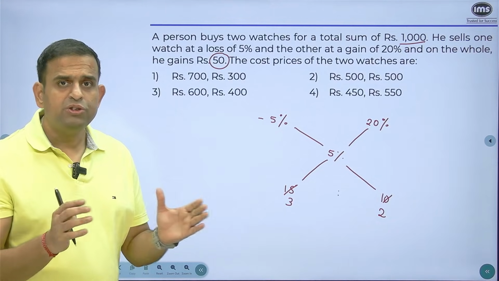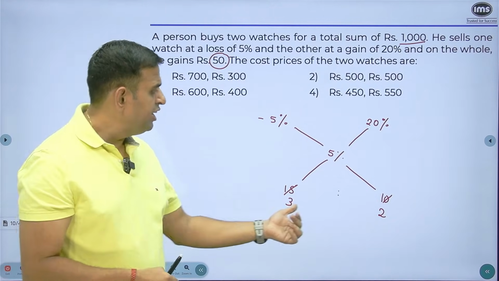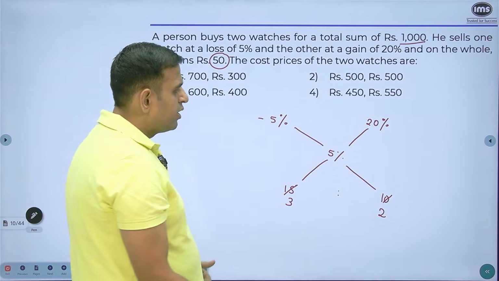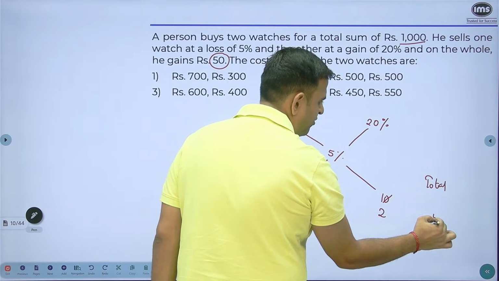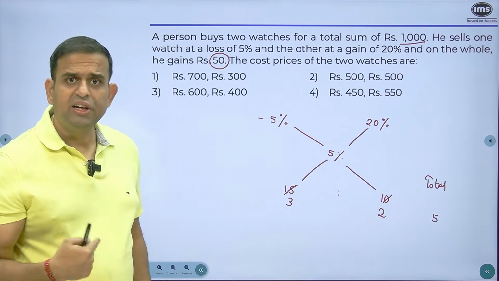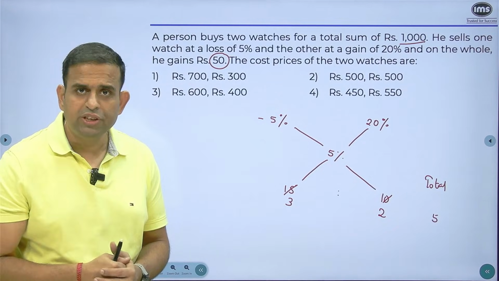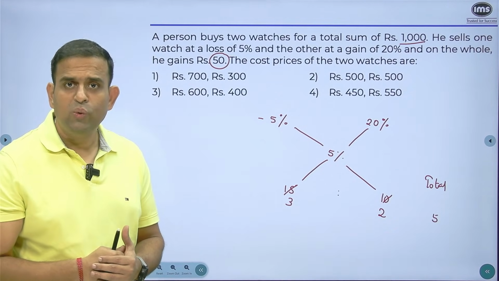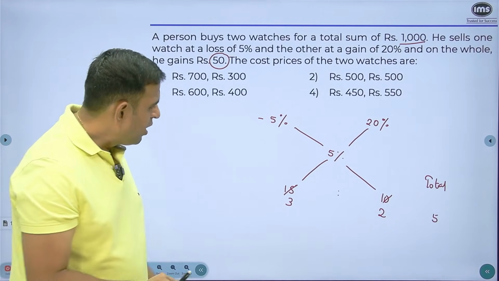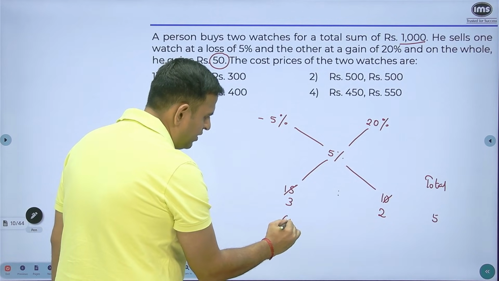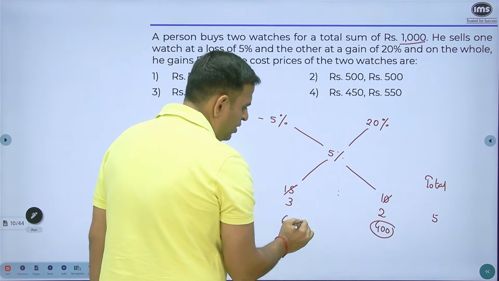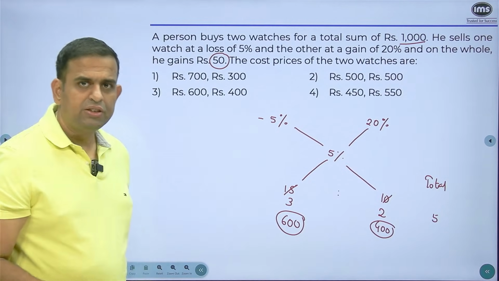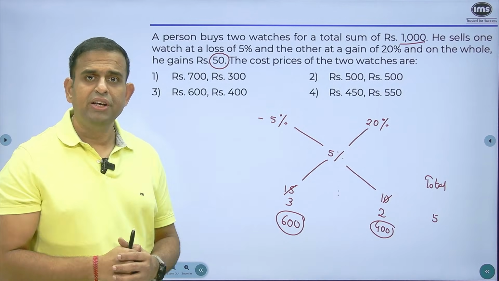So if I split 1000 in two parts in the ratio of 3 is to 2, the total will become 5. So 5 parts basically is equal to 1000. So one part would be equal to 200. So 3 parts will correspond to 600 and 2 parts will correspond to 400. So even without, let's say, an equation, I would be able to solve this sum pretty easily.